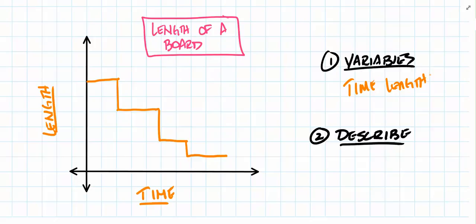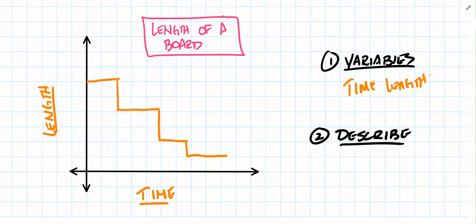Now, when I say a board, I'm talking about like a piece of wood, like a board of wood. So what could be going on here? What do you think? The board is getting cut at a certain time. The chunk is getting cut off, and it's that length for a little amount of time, and then cut off more. So you're saying that this piece of wood is just getting cut at certain times.